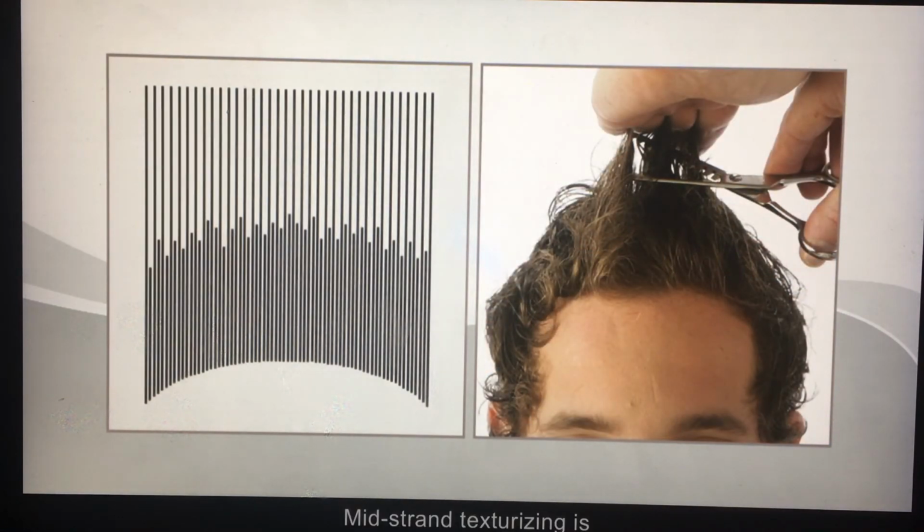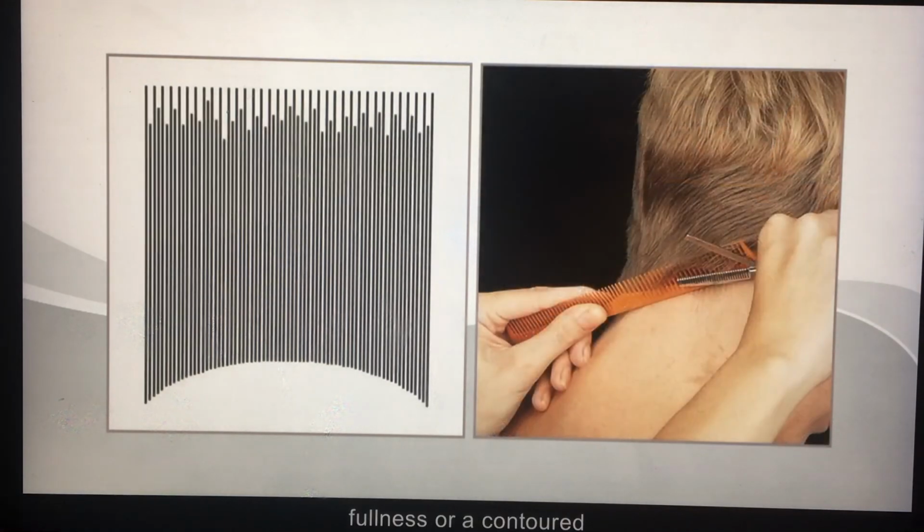Mid-strand texturizing is performed between the end of the base area up to 1 inch before the ends to reduce bulk and weight. The shorter lengths support the longer lengths to create fullness or a contoured effect. End texturizing is performed on the ends of the hair. It reduces bulk and weight to allow for mobility. End texturizing also softens the ends and helps blend weight lines.